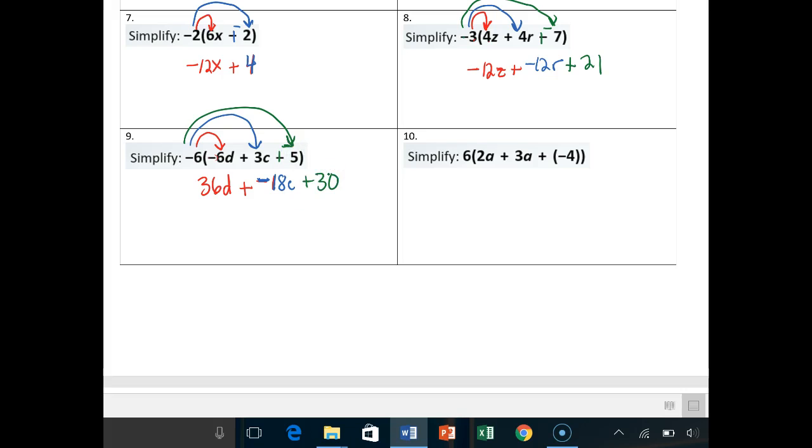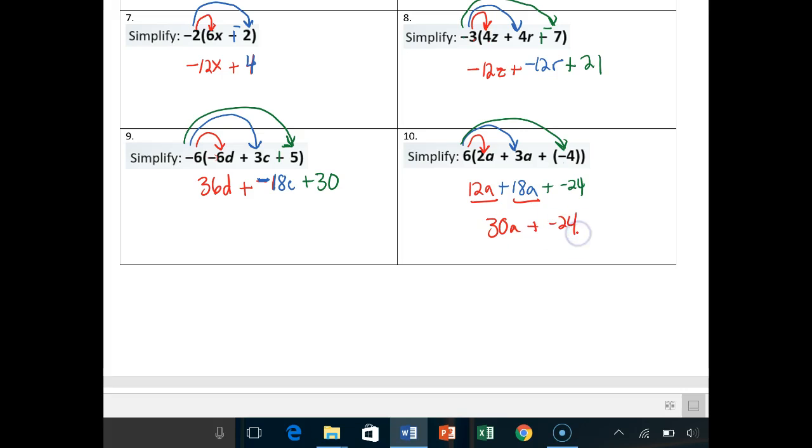Okay? All right, lastly, number 10. Positive 6 times 2a, positive 6 times 3a, and a positive 6 times negative 4. So positive, that's just 12a. Positive, that's 18a. And then positive, negative, that's negative 24. Now, that's not your answer because you actually have like terms. You have 12a and 18a. They both have a, right? So you can combine them to give you 30a plus negative 24.